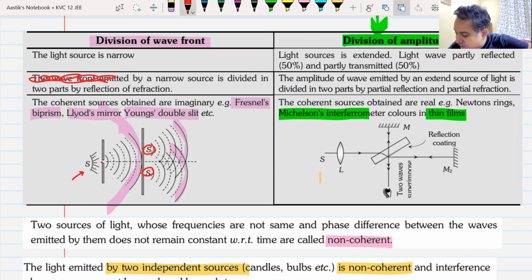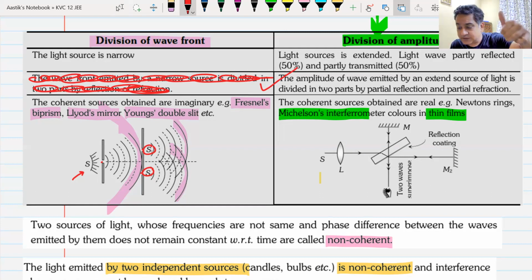Don't write this. This is wrong. This is correct. Partial reflection is correct. This is wrong. Got this? I just highlighted the part which you must know. That is correct. This one is also not correct. Misprints happen here and there. Completed, sir.